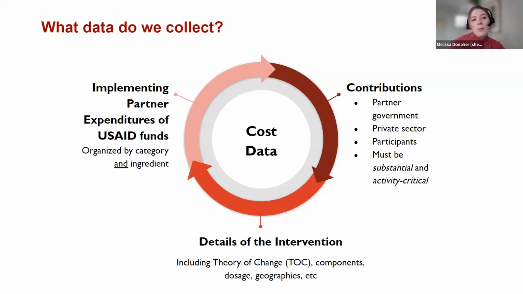So for example, if we're looking at a comparative cost analysis of two different soft skills training programs, it would be really important to know how many hours youth spend in each of those two different interventions in order to make sense of the findings, right? And so having information about the details of the intervention is really important in interpreting the contributions and the expenditure data. So it's these three components together that we use to determine the total cost of the intervention.